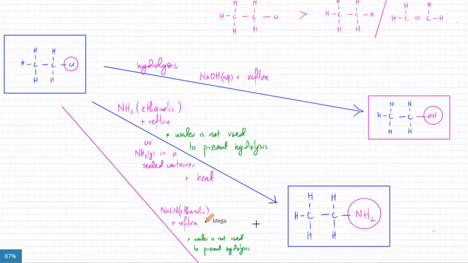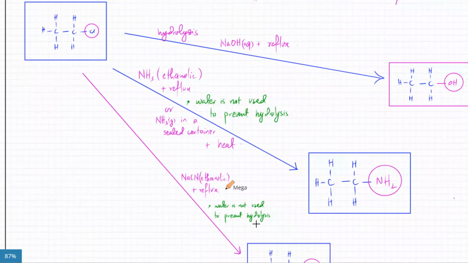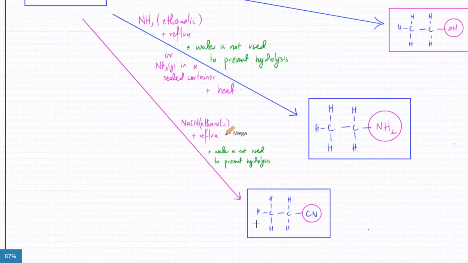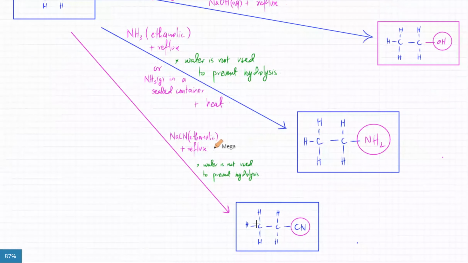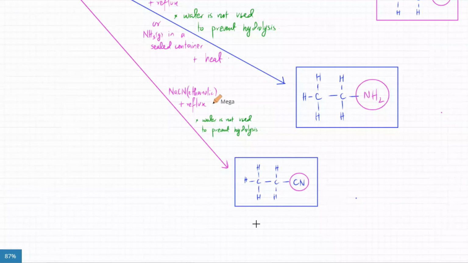Okay, so there are three reactions. The reaction is simple. You've got Cl replaced by OH. Similarly, Cl getting replaced by NH2, Cl getting replaced by CN. Now, this last one has some significance as well: whenever nitriles are formed, one thing happens. The carbon chain length increases.